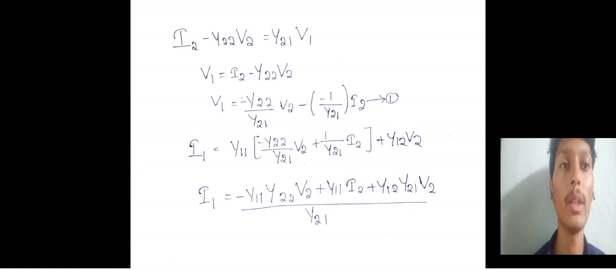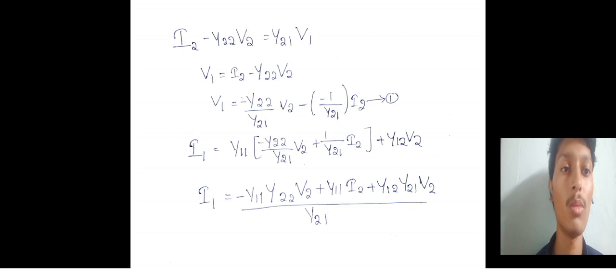From that we get I2 minus Y22 V2 equals Y21 V1. V1 equals (I2 minus Y22 V2) by Y21. V1 equals minus Y22 by Y21 V2 plus 1 by Y21 into I2. This is equation 1.